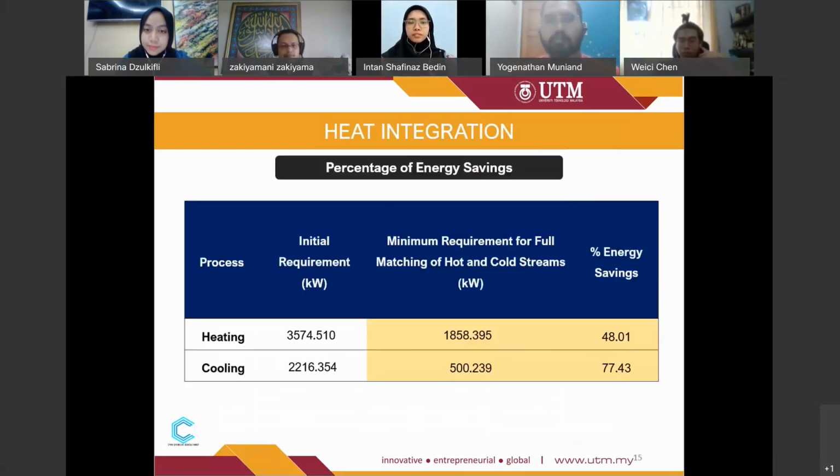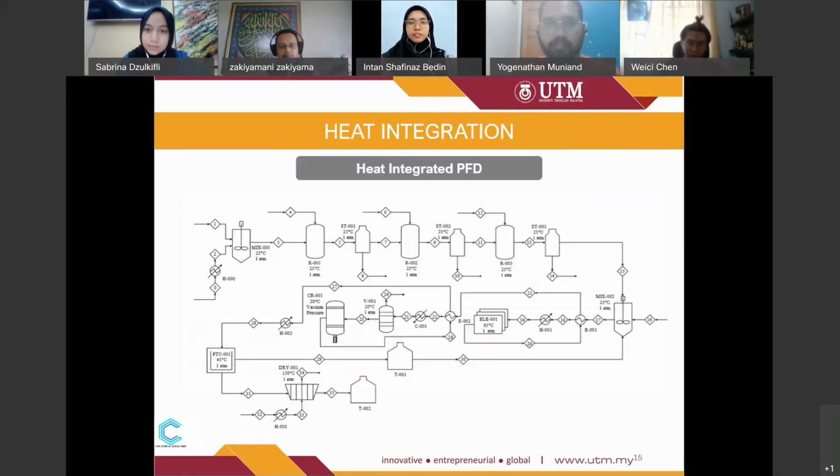The maximum energy saving for the process heating and cooling requirements are as follows. For heating it is 48% and for cooling it is 77%. This is the heat integrated process flow diagram, and as we can see, there are 4 heaters, 2 heat exchangers and 1 cooler after the heat integration.